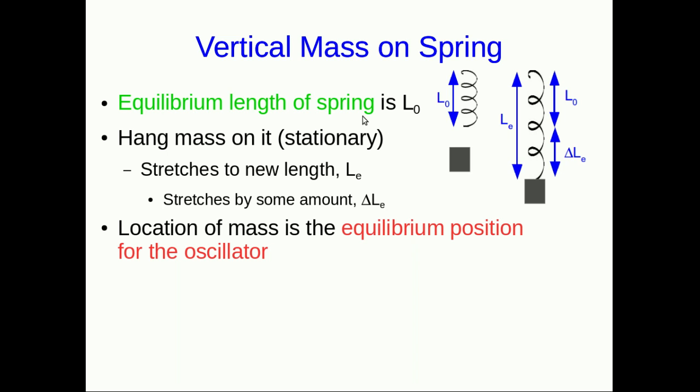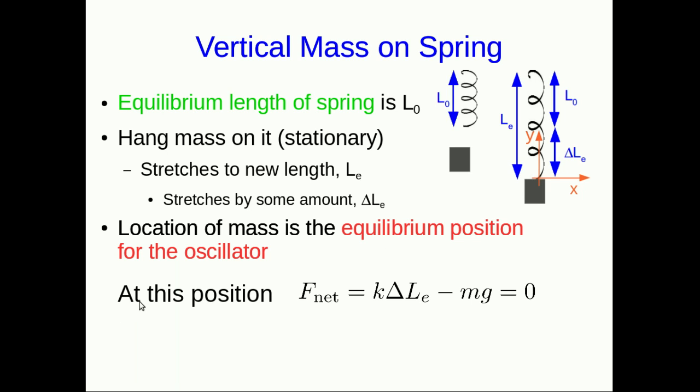So note, this is the location of the equilibrium position now for the oscillator, which is a different thing from the equilibrium length of the spring. It's easy to mix these up, but the spring has its own equilibrium length, which is the length it takes on when there's no force on it. But the place where the mass hangs stationary is the equilibrium position for this mass spring system. And just as it was convenient before to put our axes at the equilibrium position, it's going to be convenient to put our origin at the equilibrium position again.